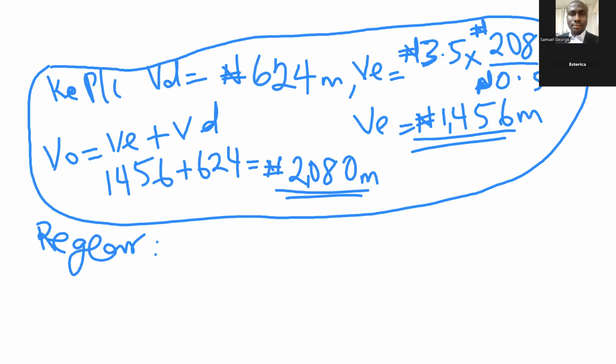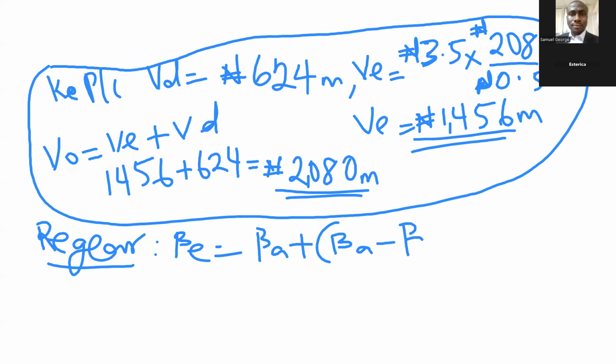So we need beta equity. The beta equity formula is equal to beta asset plus, open a bracket, beta asset minus beta debt, close the bracket, times value of debt, 1 minus tax rate, divided by value of equity. Don't worry about this formula; you just need to know how and when to use it.